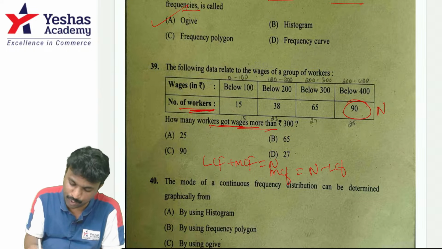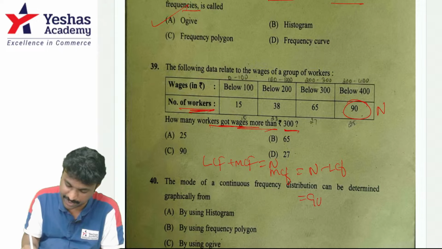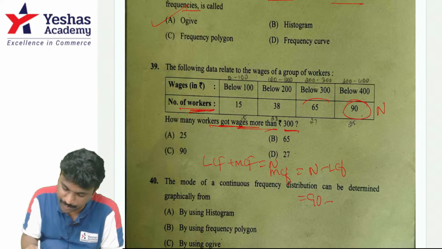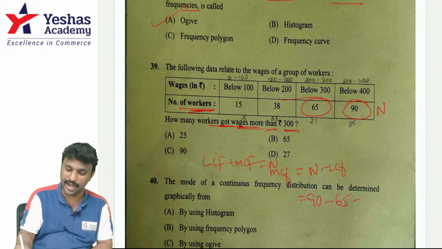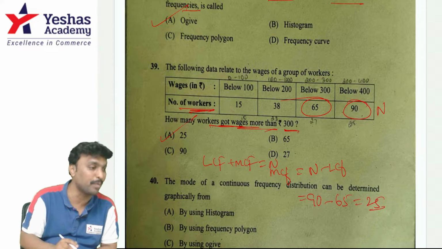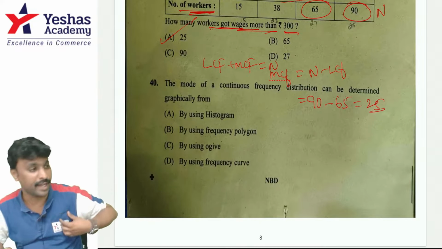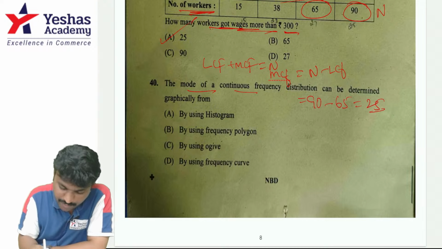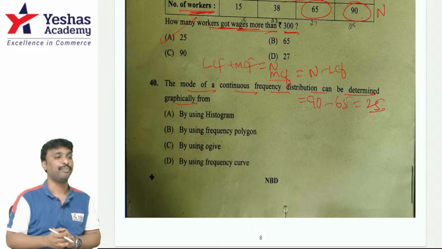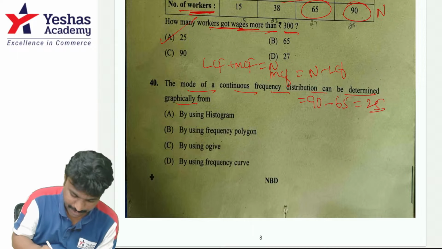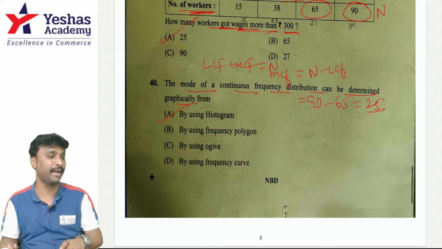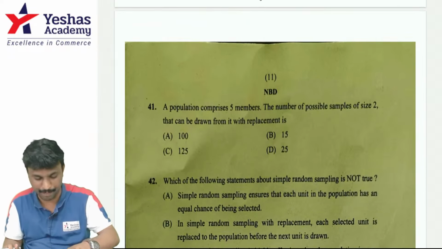So they are asking more than 300. Capital N is 90, less than 300. You see how many are less than 300? 65. 90 minus 65 is 25. Option A is the right answer. Guys, question number 40. The mode of continuous frequency distribution can be determined graphically from. So definitely it is a histogram. Mode can be determined graphically from histogram.